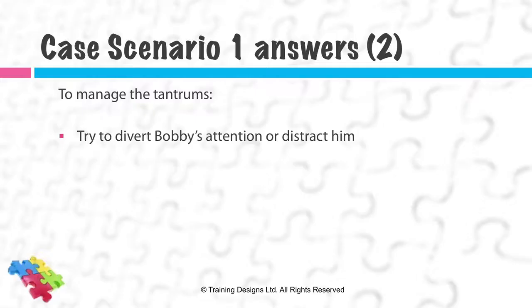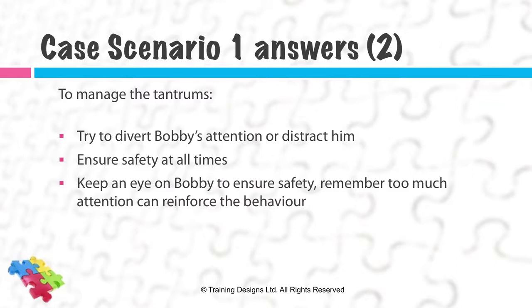Some key points in managing this tantrum are to try to divert the child's attention or distract them into doing something else. Ensure safety at all times, so move away any furniture or sharp edges. Keep an eye on the child to ensure safety. However, don't give your undivided attention, as this can sometimes reinforce the behaviour, so the child would do it again. And remember to reassure the child following the tantrum. Now let's have a look at another scenario.